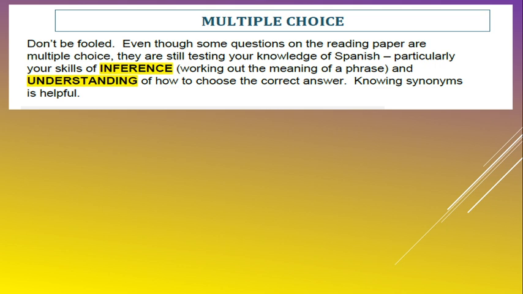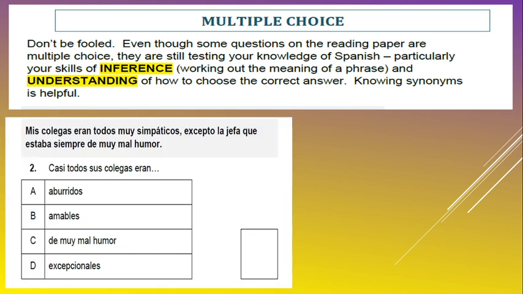Okay, multiple choice. Now, people do get fooled with multiple choice questions because they think it's the easy part, but actually they are very cleverly testing your Spanish and your understanding. So look out for these. So we've just got one example here. So have a quick look.